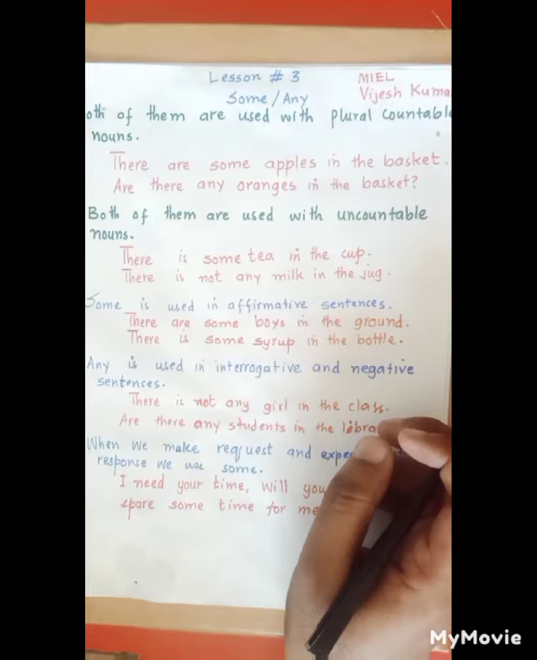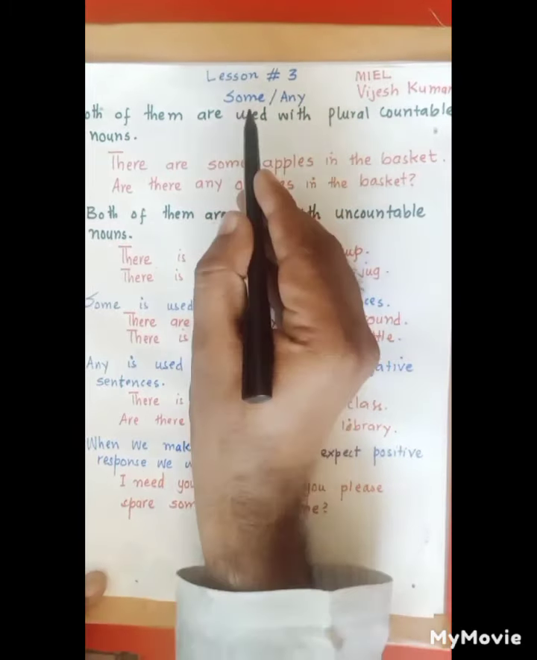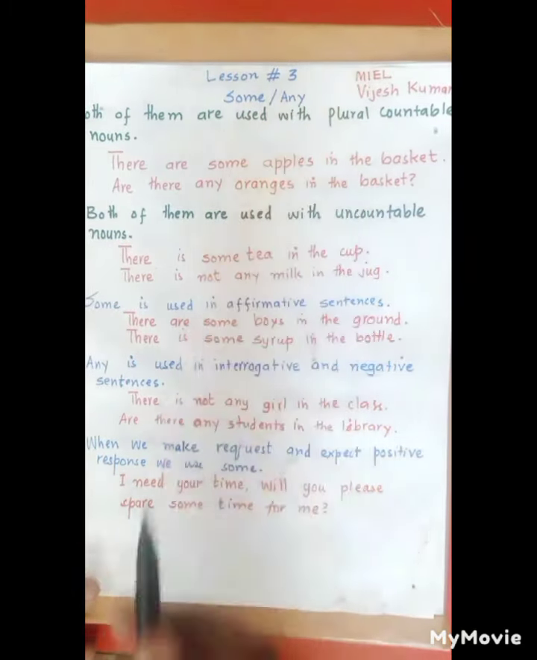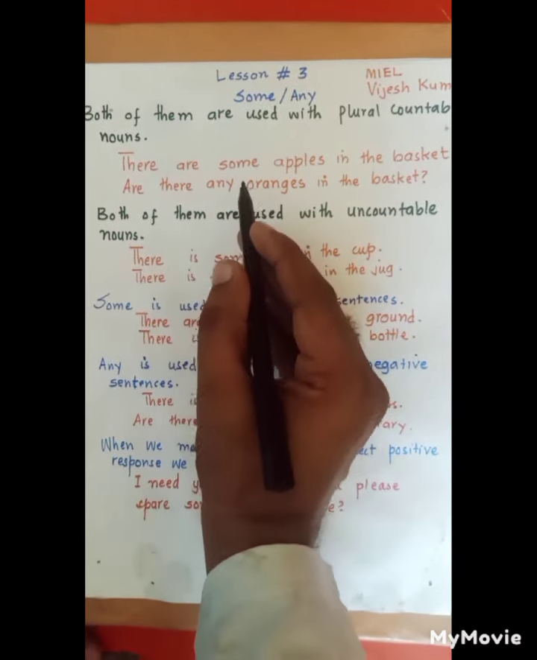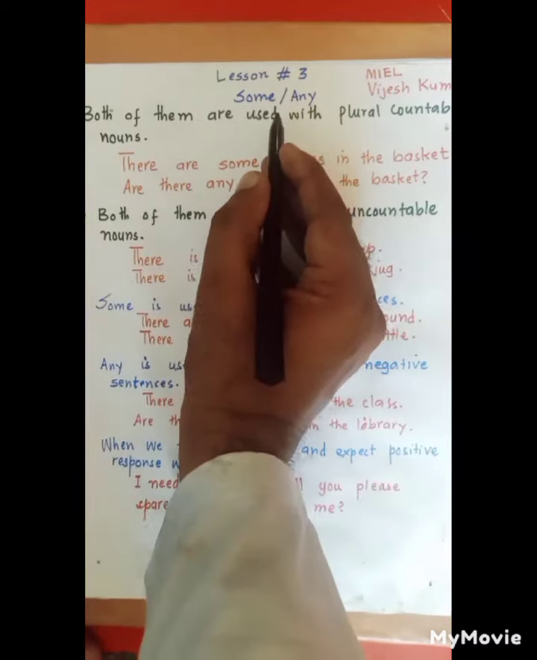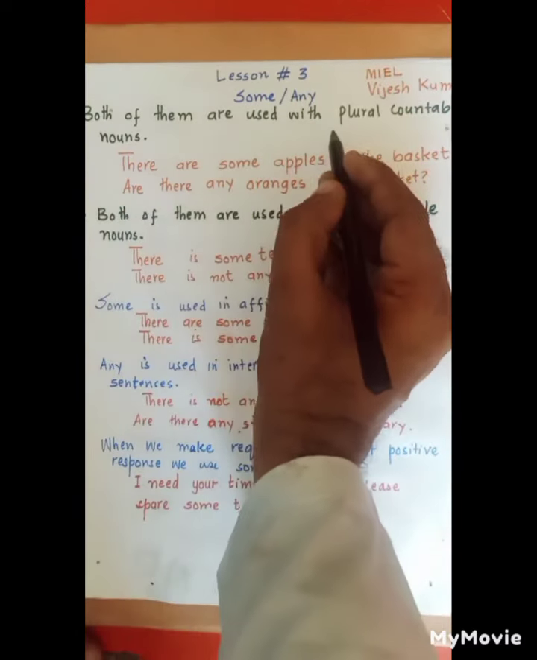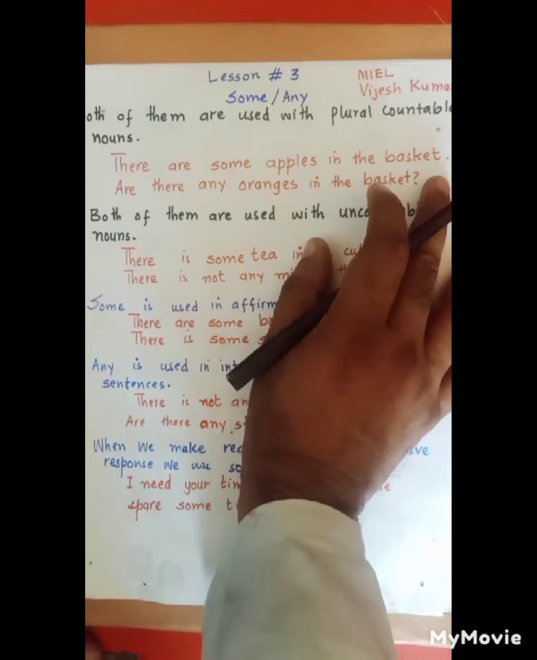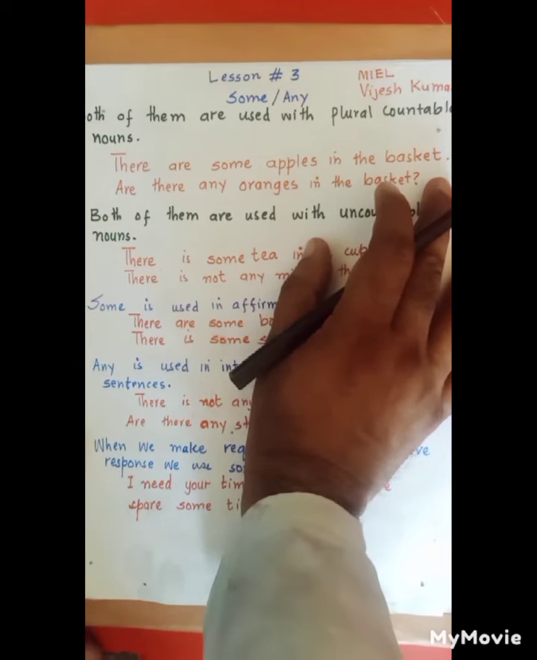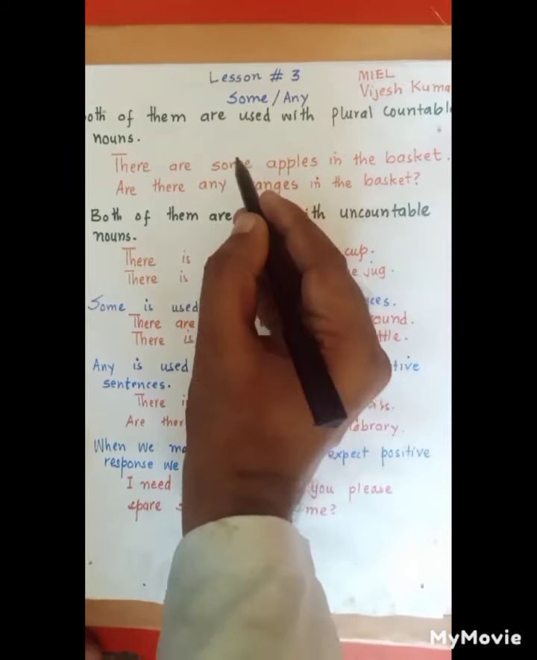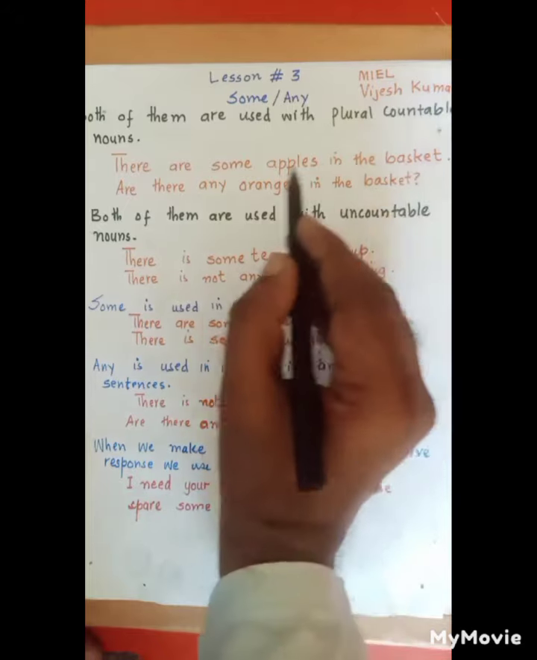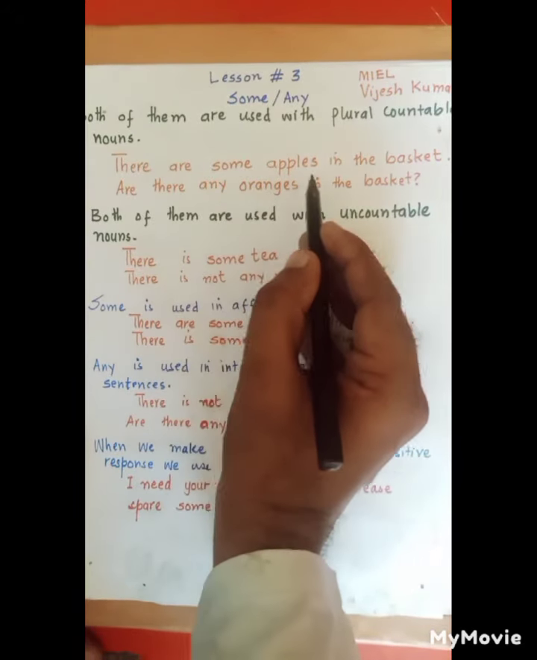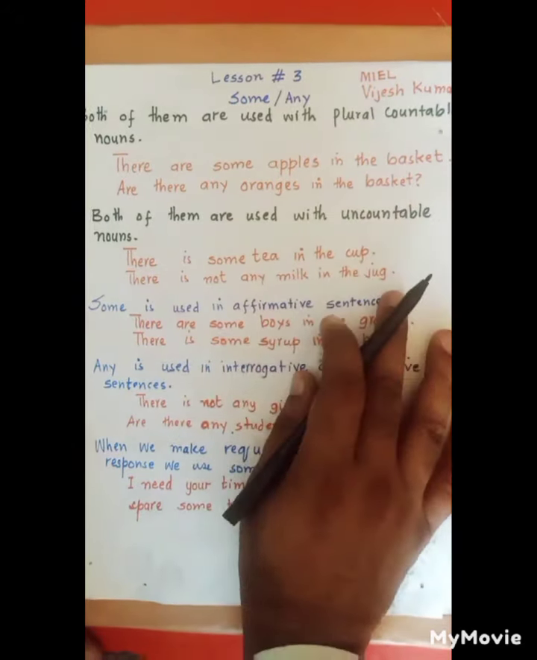In lesson 3, we are going to discuss some and any. Some and any, both of them are used with plural countable nouns. There are some apples in the basket. Are there any oranges in the basket?